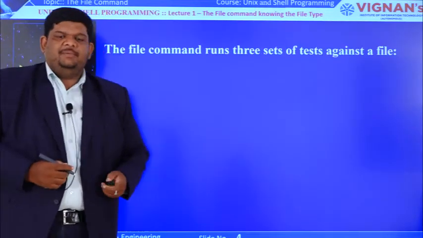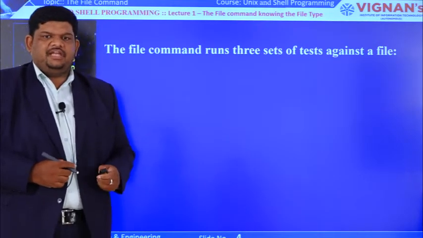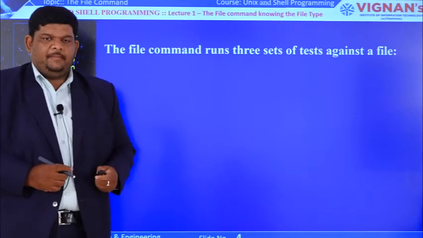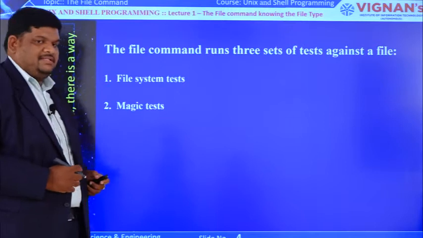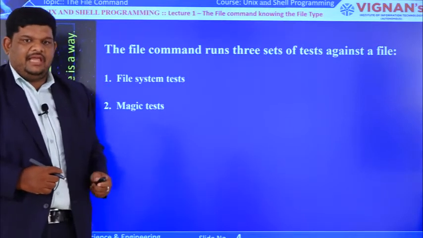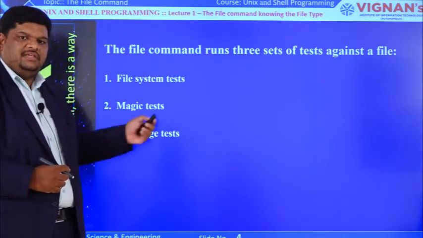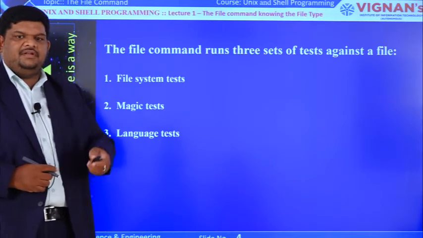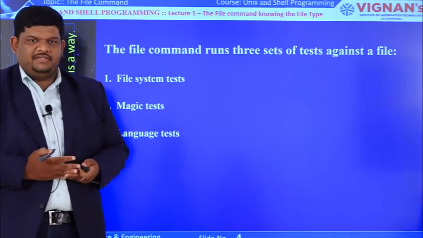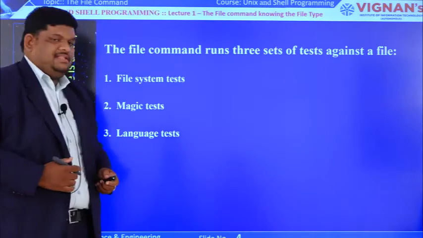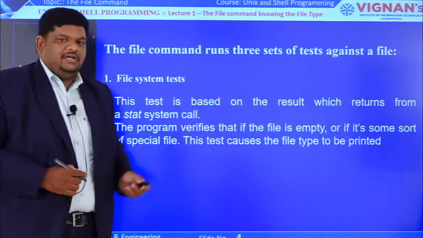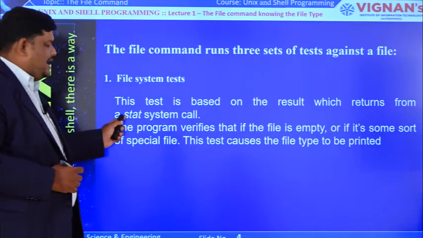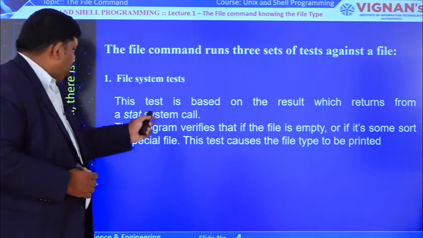Now, how does the file command work? It performs three types of testing on a given file: file system testing, magic testing, and language testing. After performing these three tests, the file command gives the output of which type the file is. Now let us see file system testing. In this, the test is based on the result returned from a stat system call. Let us check how it happens.